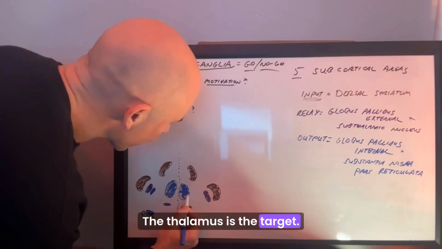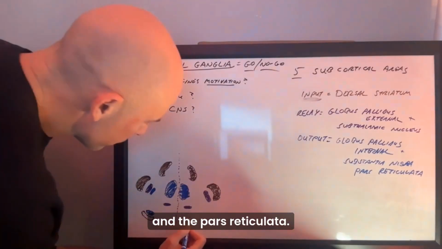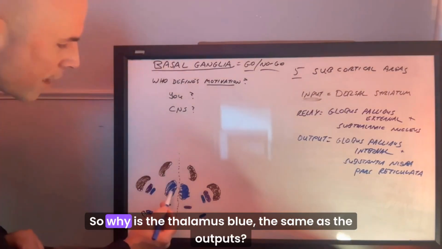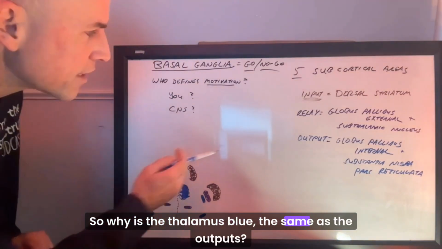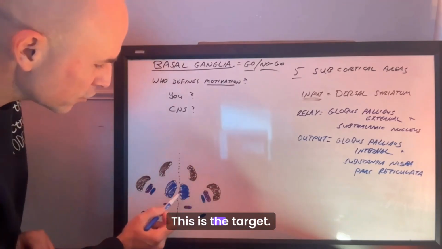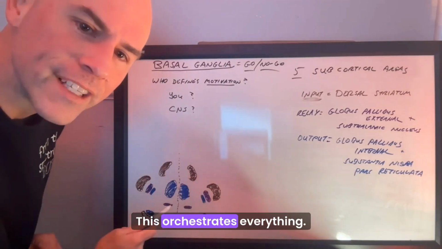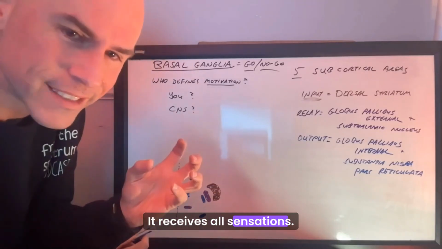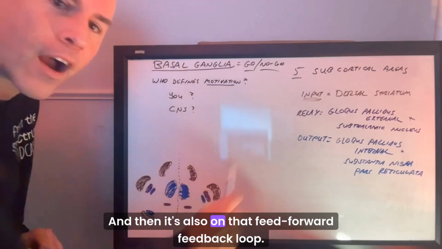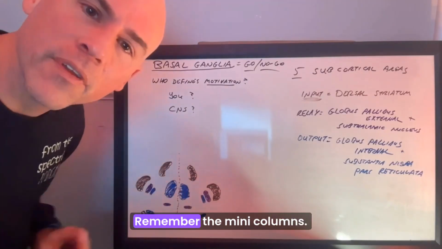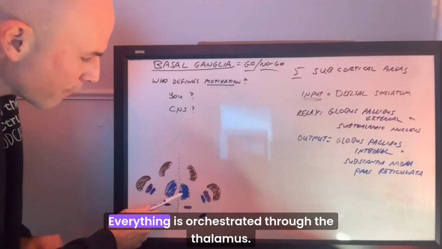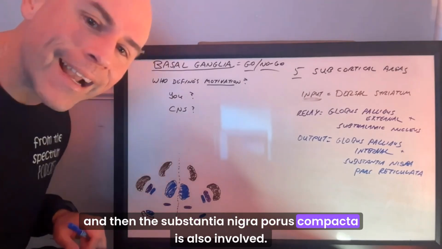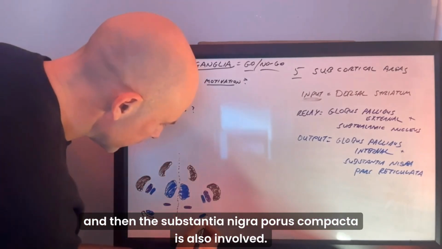The thalamus is the target. Remember, it's a workhorse. And the pars reticulata, the globus pallidus internal. So why is the thalamus blue, the same as the outputs? This is the target. This orchestrates everything. It's a sensory relay station. It receives all sensations. And then it's also on that feed-forward feedback loop. Remember the mini columns. Everything is orchestrated through the thalamus. And then the substantia nigra pars compacta is also involved.